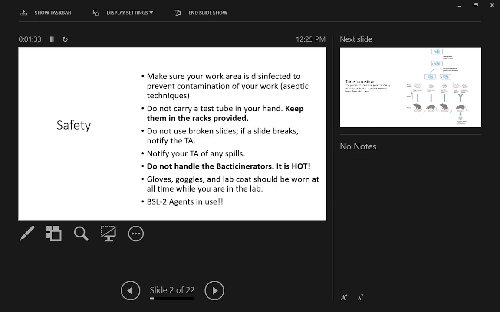If anything breaks, like a slide, which isn't going to be very relevant here, make sure you let your TA know. Notify your TA of any spills. Do not handle bacterial incinerators directly. Make sure you turn them off. Gloves, goggles, and a lab coat should be worn at all times while you're in lab. And we will be using a BSL-2 agent technically, so just keep that in mind.